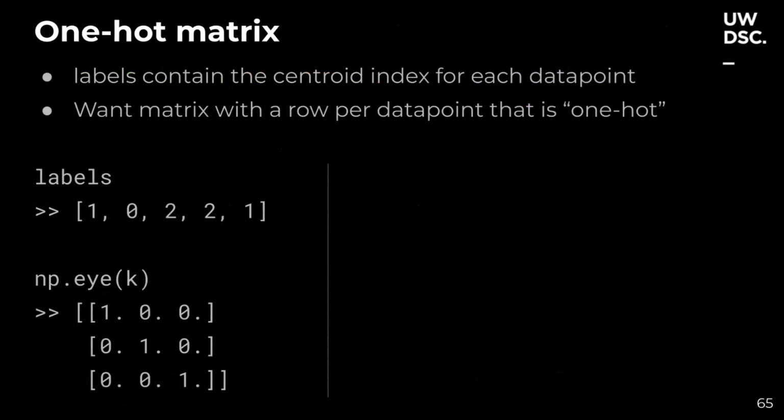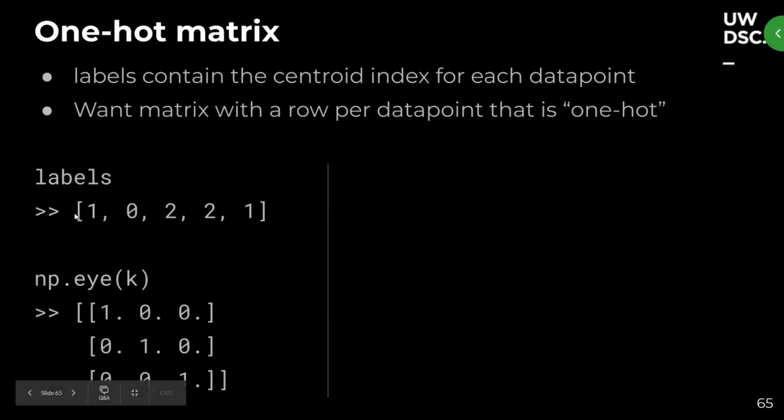So before revealing how we're going to do this in the future, let's take a step back and build the thing up from the bottom up. We know that labels is basically an array that contains a centroid index for each data point, so it has length n and has an index in each position. The next thing we need to make this a little bit faster is a matrix where each data point, the row, is one hot. And I'm going to explain what that means right now.